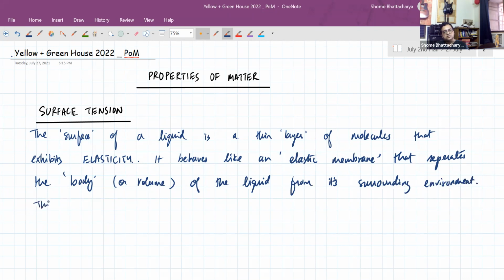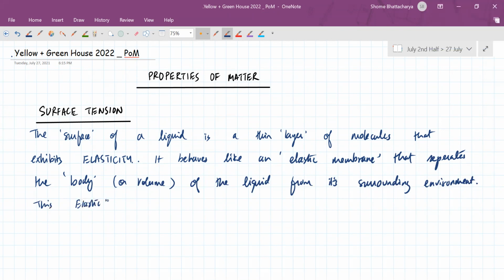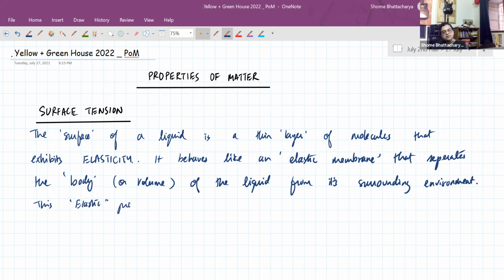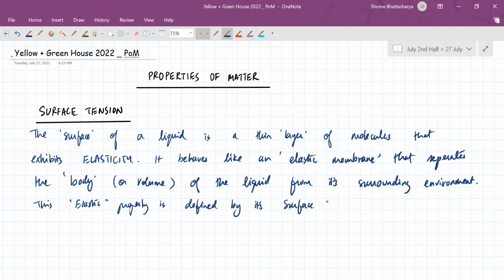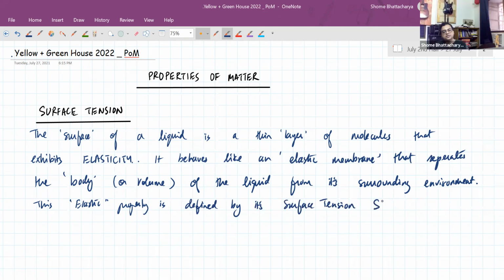So this elastic property is defined by its surface tension. Typically, we denote the surface tension with a symbol, capital S or sometimes capital T also.